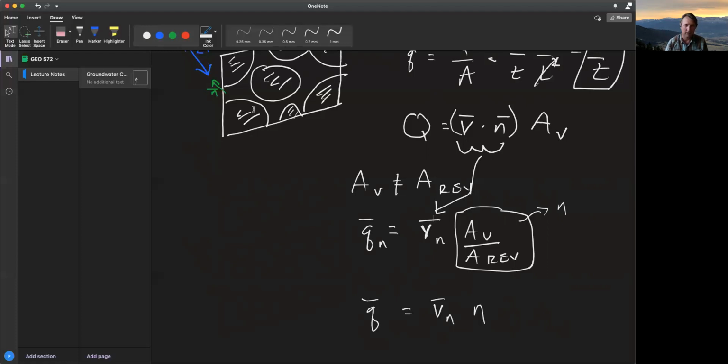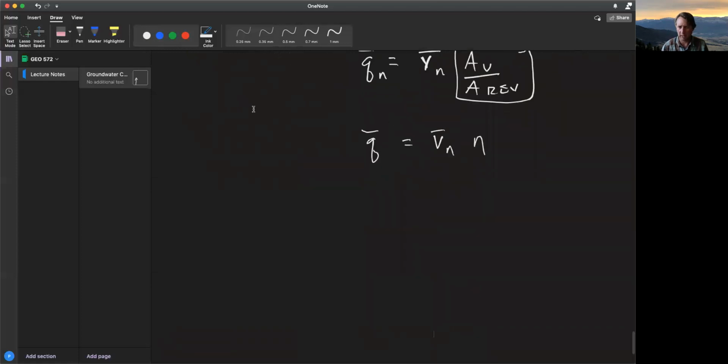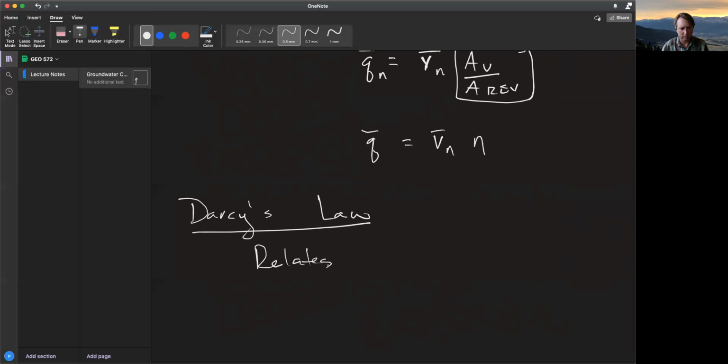Okay, now we're going to relate fluid flux and potential. And to do that, we're going to use Darcy's law. Darcy's law relates flux and potential.